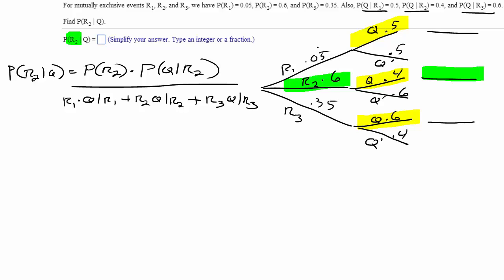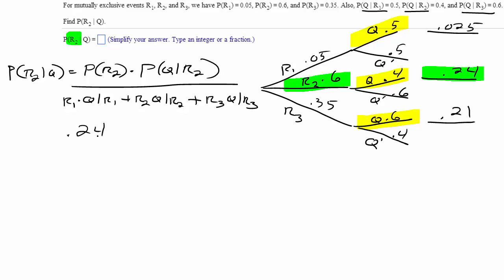But if we just look at these, 5 times 5 is 0.025. This one, 6 times 4 is 0.24, and then 6 times 0.35. So times 2 is 7, times 3 is 21, so 0.21. Now, if we did these other 3, we would see that all of them would add up to 1, which is what they have to do, but we don't need to waste the time doing that because we now have all the numbers that we need for this formula, right? The top number is the green one, and the bottom number is just those 3 added together.